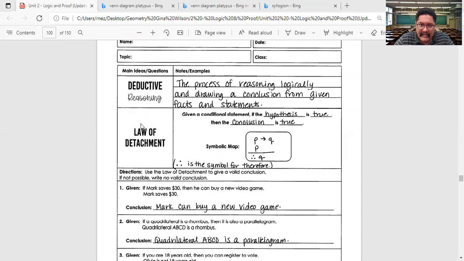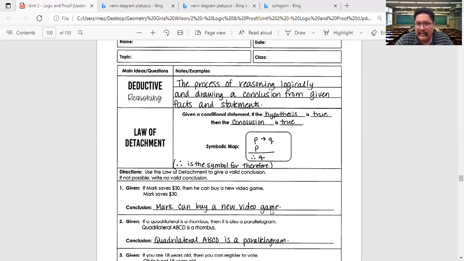So, the law of detachment. I know some of these names are a little tough because a lot of us wouldn't have any experience with what that word means. Given a conditional statement, if the hypothesis is true, then the conclusion is true. Remember, the hypothesis is what you think is going to happen, and the conclusion is what you get from that hypothesis. So if the first condition is true, then the second part is also true. I'm going to use the examples here.